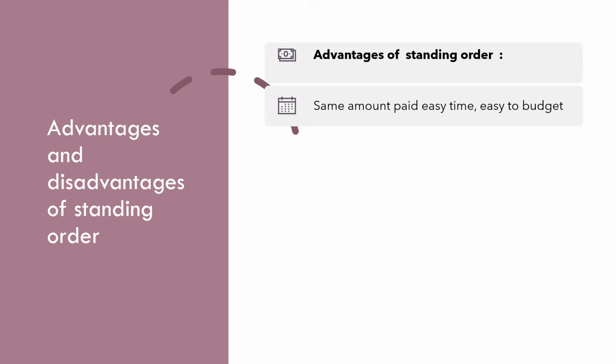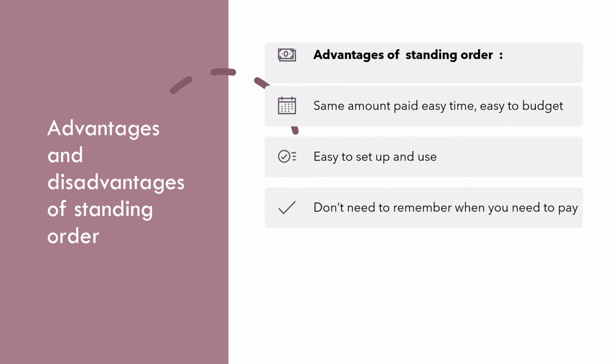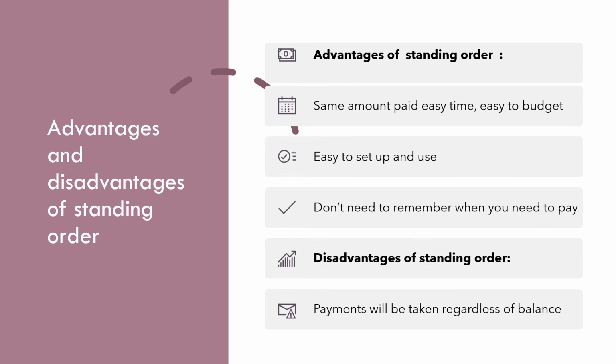So that means, for example, your phone bill, you pay the same amount each month, which means that you can budget, as you know how much money is going to be taken out of your bank account at the end of each month. It's easy to set up and use, and you don't need to remember when you need to pay. However, the disadvantages of a standing order is that payments will be taken regardless of how much balance you have in your bank account.